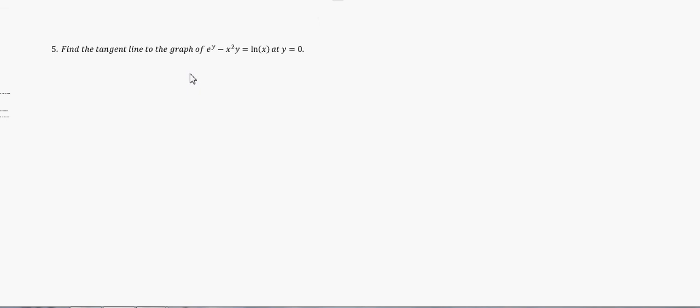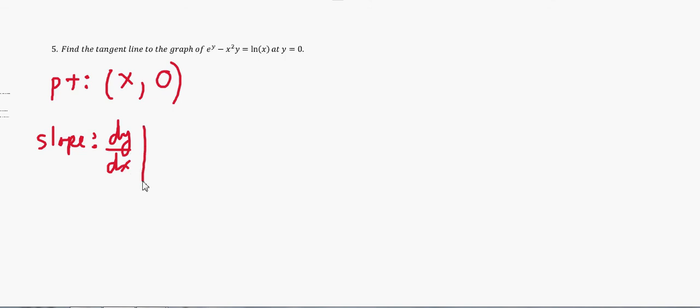Number 5, find the tangent line to the graph of this function when y is 0. So all tangent line problems are the same. You're looking for a point, and in this case, our point is (x, y), right? But y is 0. They told us when y is 0. Okay. And we need a slope. Well, the slope is going to be in the form of dy/dx at this point, whatever point we're looking at. So that's what we need: the x value and our slope at the point.